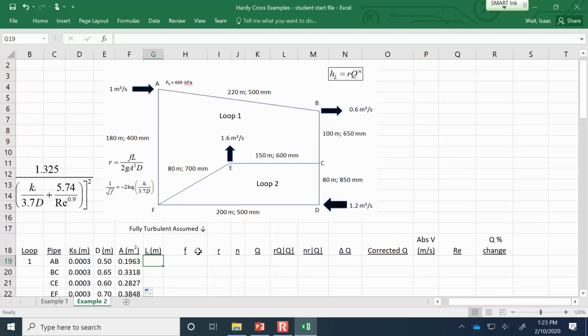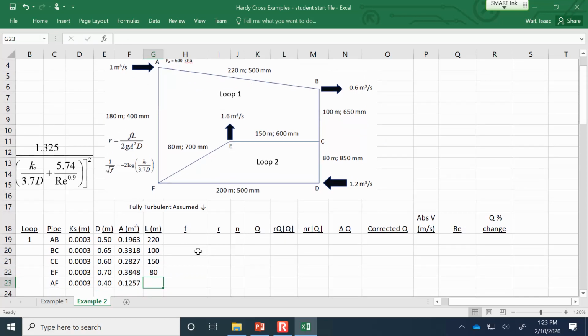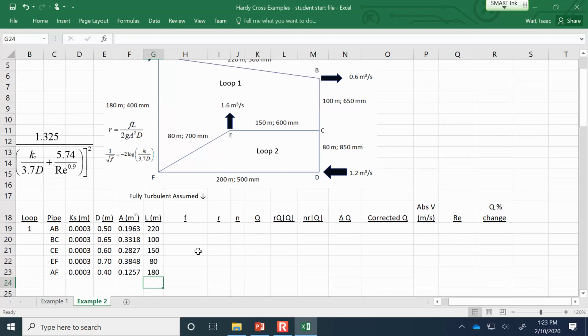And we'll put in the applicable pipe lengths. So the pipe length is 220 meters for AB, 100 meters for BC, 150 meters for CE, 80 meters for EF, and 180 meters for AF. Okay. So we haven't really done much calculation yet, just calculating the areas.